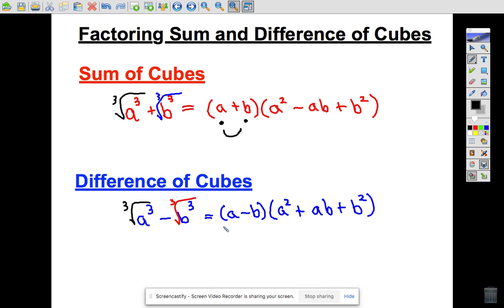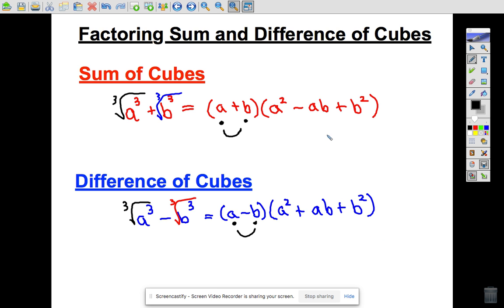And then to get the rest of the pattern, I'm going to take my a, square it. I'm going to multiply these things together. Notice I'm not talking about any signs, and get ab. And then I'm going to square this, and I'm going to get b squared. So that helps for both patterns.